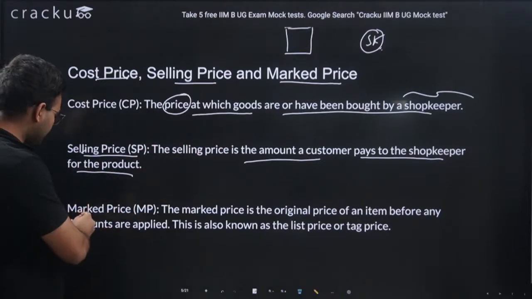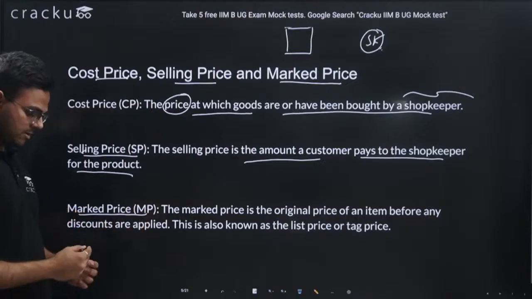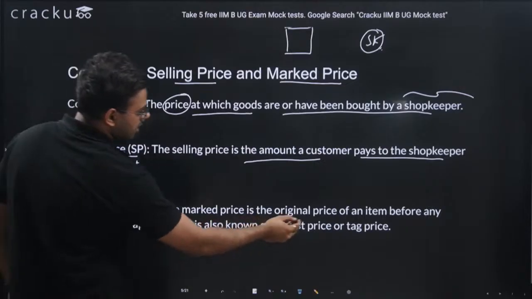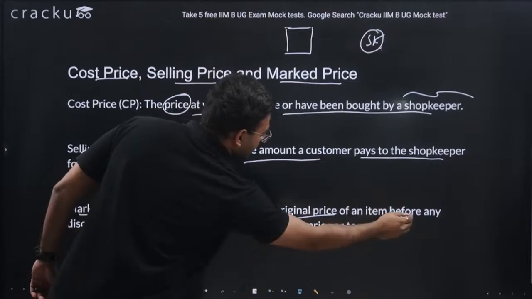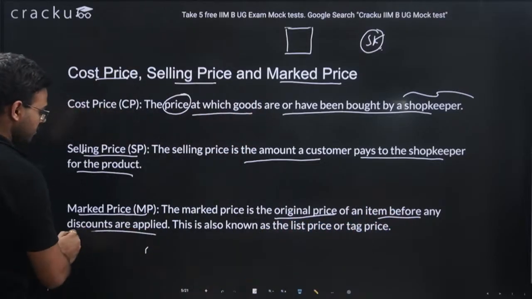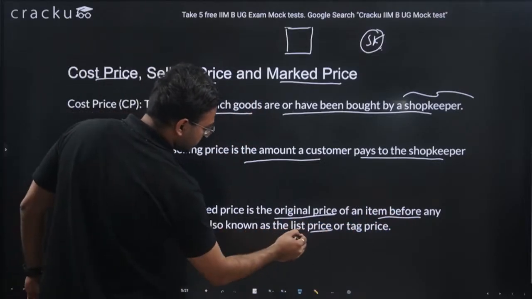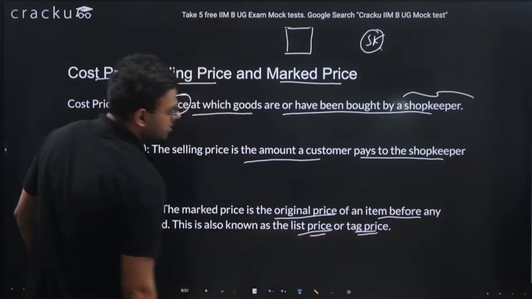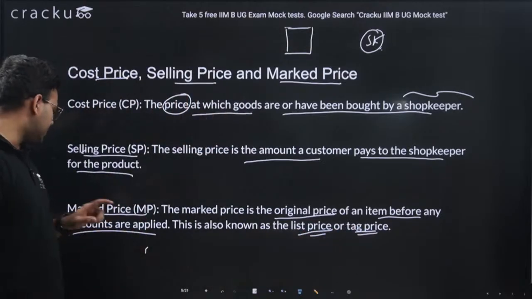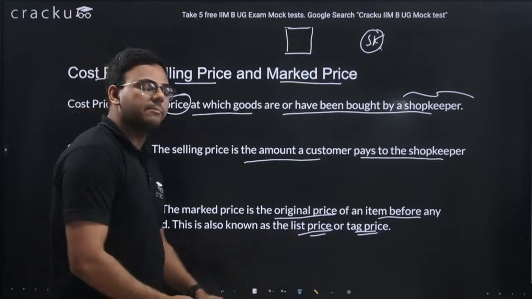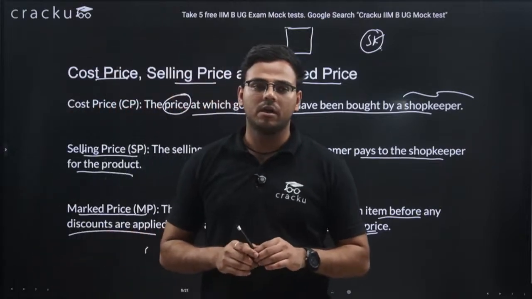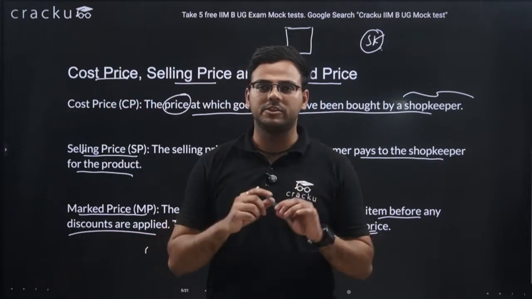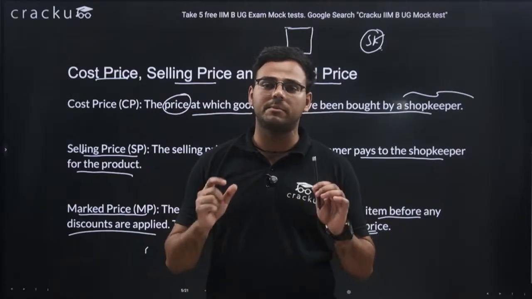Now we have mark price. Again, a very important concept. Mark price is basically the original price of an item before any discounts are applied. This is also known as the list price or the tag price. Basically, what is mark price? Mark price is something you might have seen as MRP, which is the maximum retail price. It is basically the mark price.